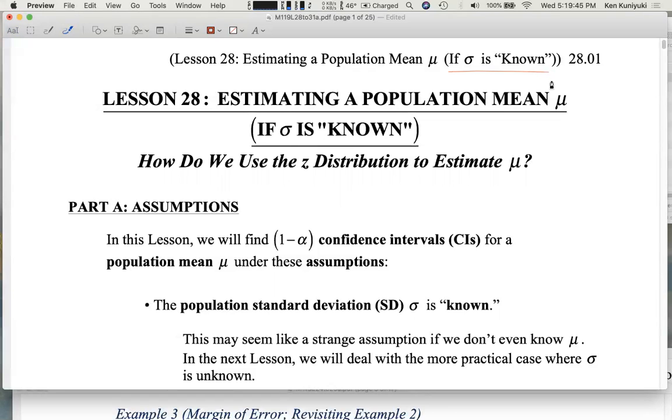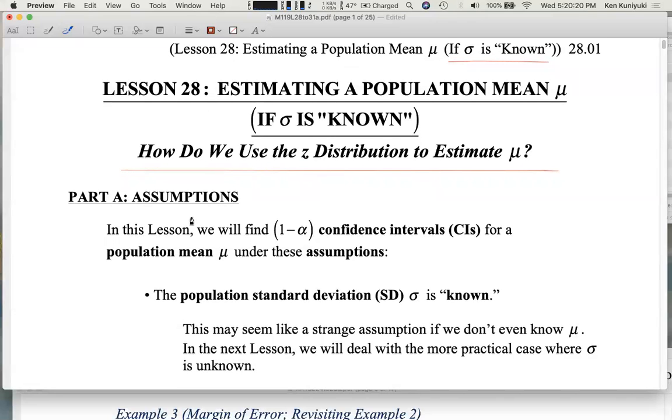In particular, we can use a z-distribution to construct confidence intervals in this situation. Of course, the more common situation is where sigma is unknown. That's where you use t-distributions, and that's going to be later on in lesson 29. Okay, so in lesson 28, we're going to estimate a population mean mu if sigma, the population standard deviation, is presumed known. And we're going to use the z-distribution to construct confidence intervals for mu in this case.